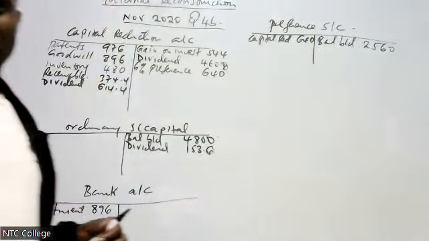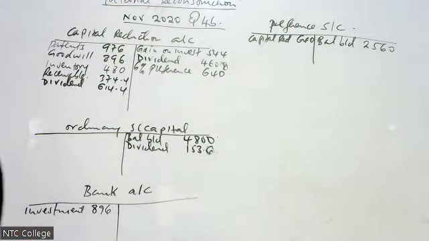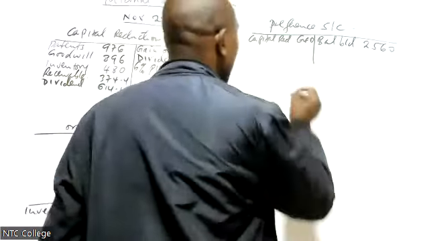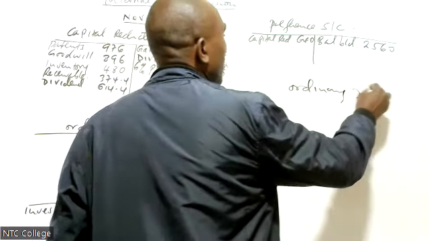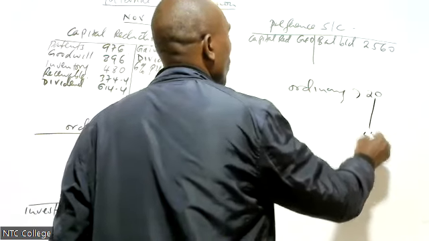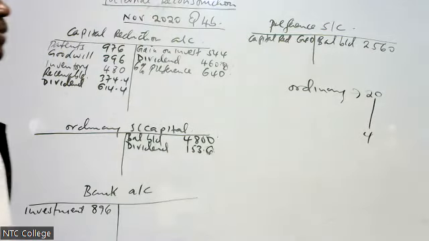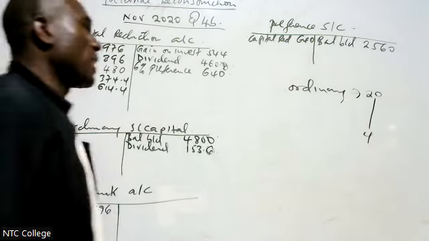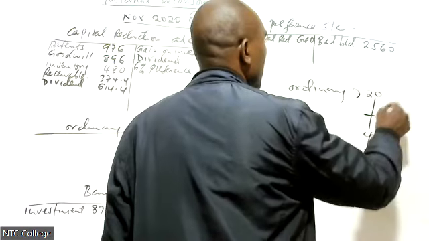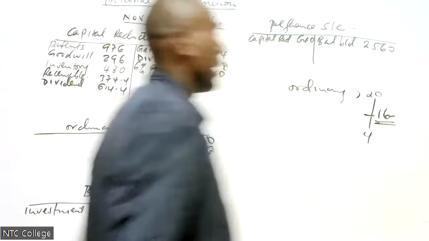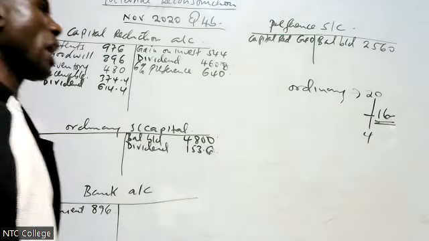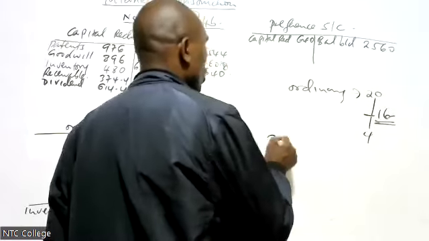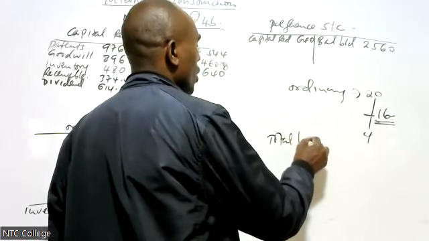When we come to ordinary shares, the examiner is saying that ordinary shares are to be reduced from shillings 20 to shillings 4, which means we are writing off shillings 16 per share. Now, how much is the total loss?